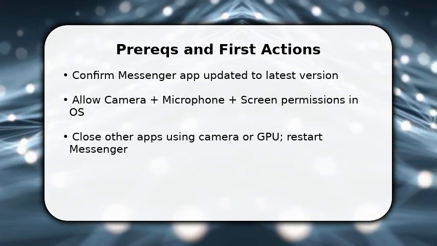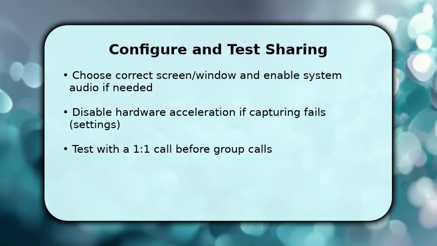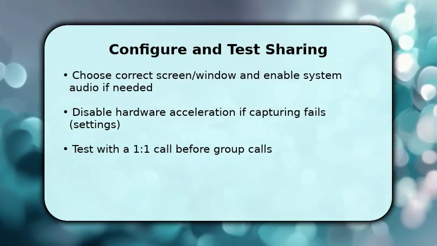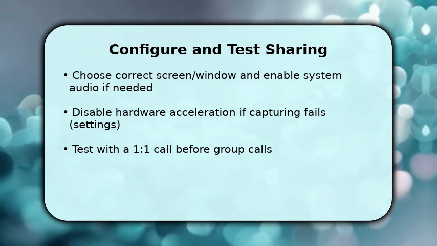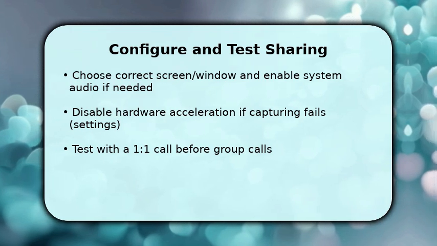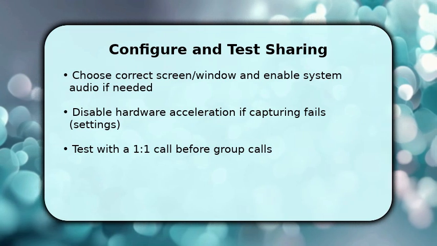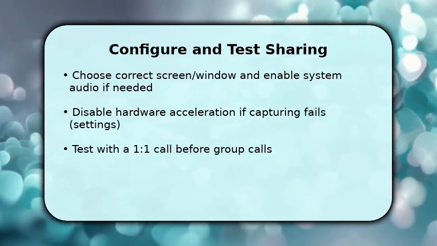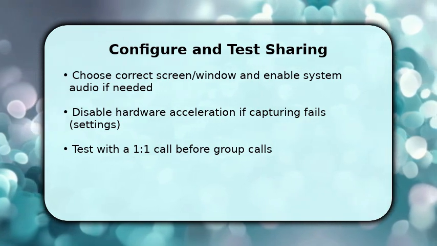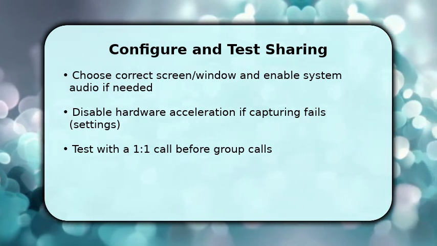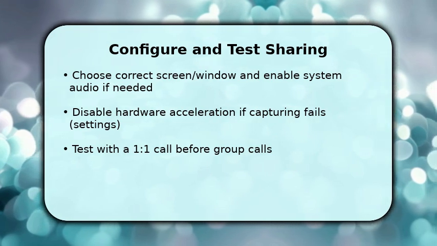Next, configure what you'll share. Pick the exact screen or window and toggle system audio when you need it. If sharing fails or shows a black screen, make sure hardware acceleration in Messenger or browser is disabled because GPU routing can block capture. Once configured, do a quick test on a one-to-one call to confirm visuals and audio, since group calls add variables. If testing succeeds, proceed to the real session. If not, repeat permission checks and toggles, because small mismatches cause most mid-process failure.